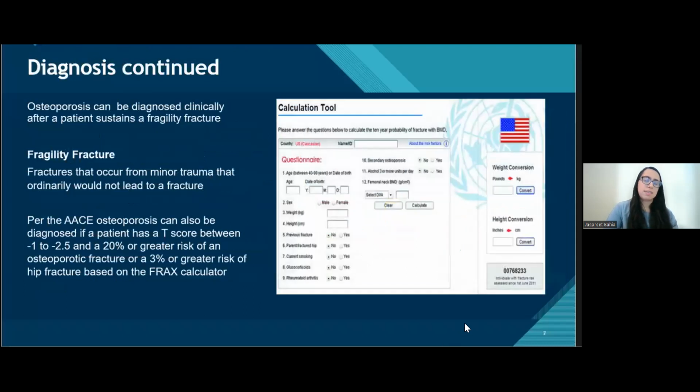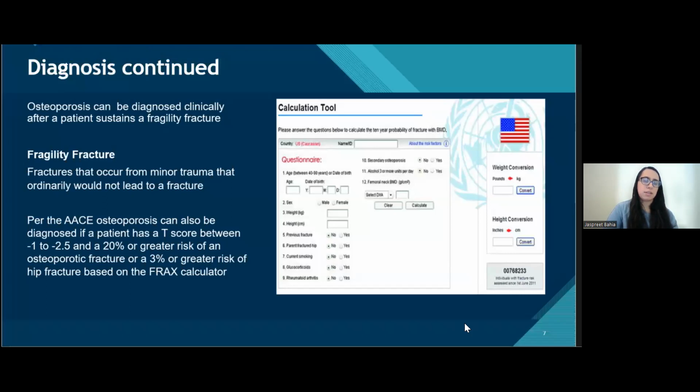Moving on, like I said, there are many ways to diagnose osteoporosis. You can also diagnose osteoporosis clinically after your patient sustains a fragility fracture. A fragility fracture is a fracture that occurs from minor trauma that ordinarily would not lead to fracture. This would be if your patient lifts a heavy object and sustains a vertebral fracture, or they slip and fall on the ground and sustain a hip fracture. So things that we wouldn't ordinarily think of leading to fractures.